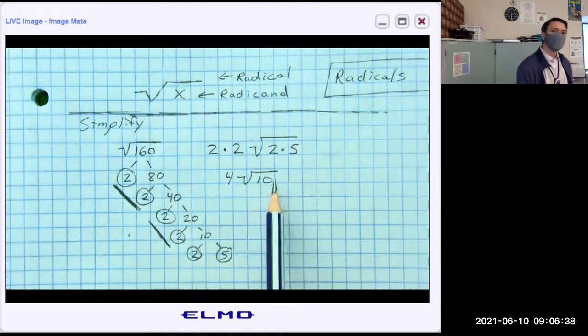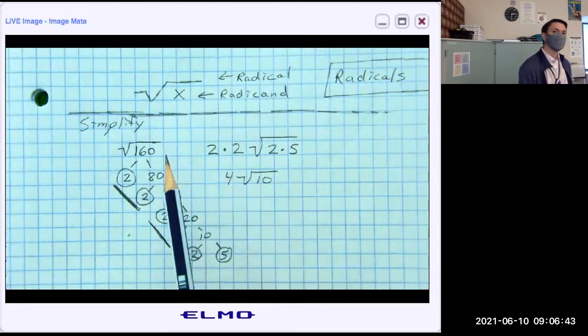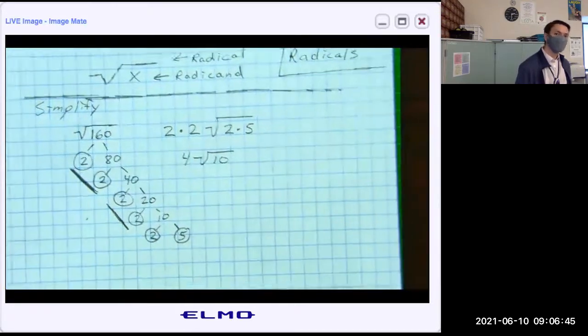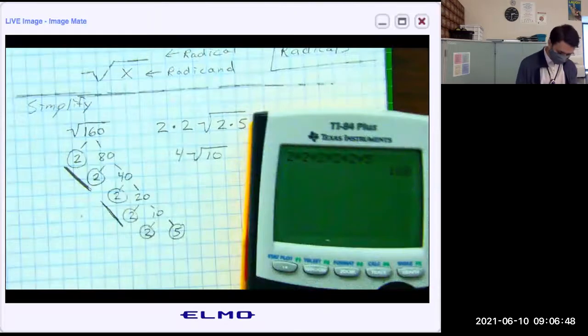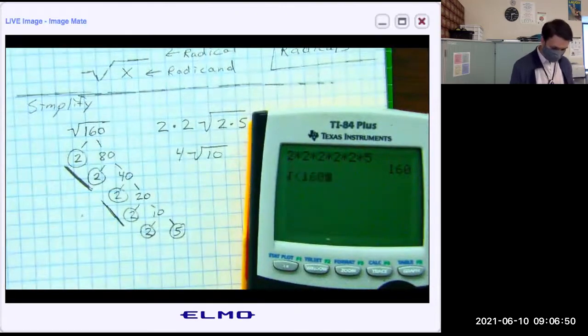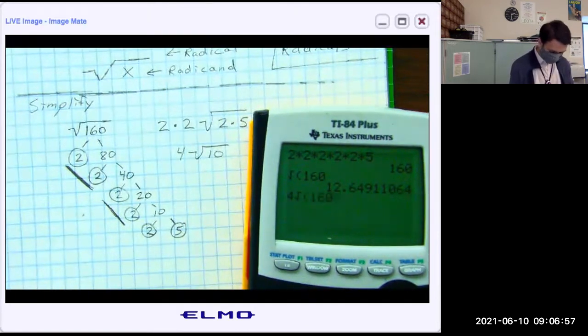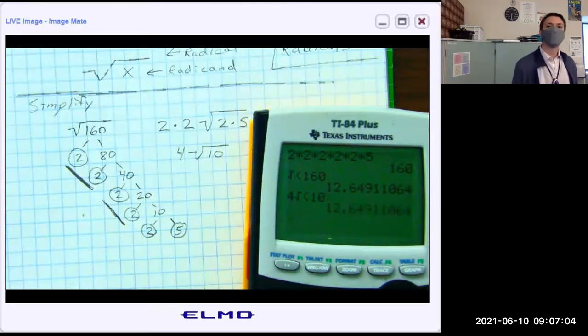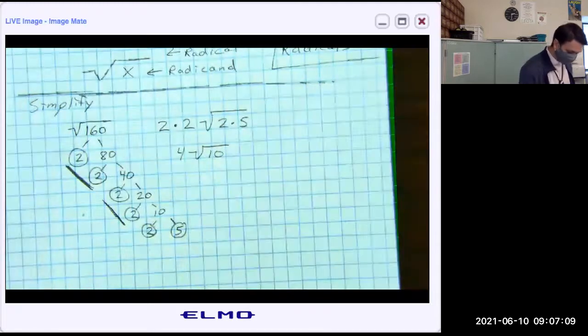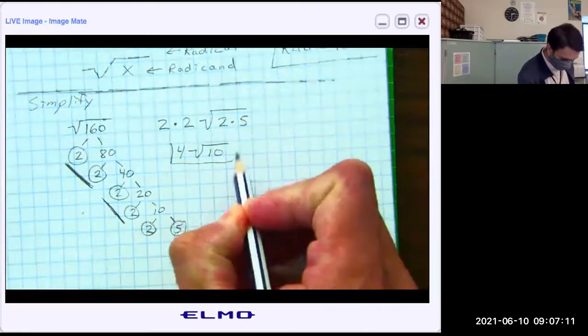If we did it correctly, 4 times the square root of 10 should be the same as the square root of 160. Let's check. The square root of 160 is that decimal number. 4 times the square root of, sorry, 10, it's the same number. So we successfully simplified the square root of 160.